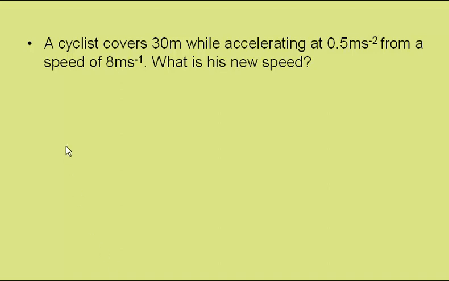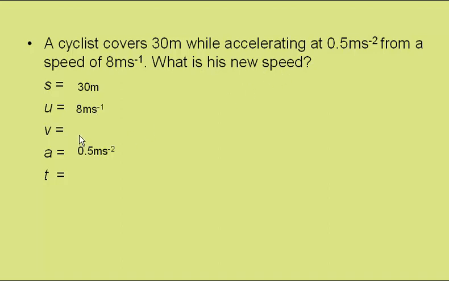Well, as usual, we start by writing down suvat and reading through the question. A cyclist covers 30 metres, that is our displacement, in SI units, while accelerating at 0.5 metres per second squared, that is our a, and it's in SI units, from a speed of 8 metres per second, that is our u, and it's in SI units. What is his new speed?